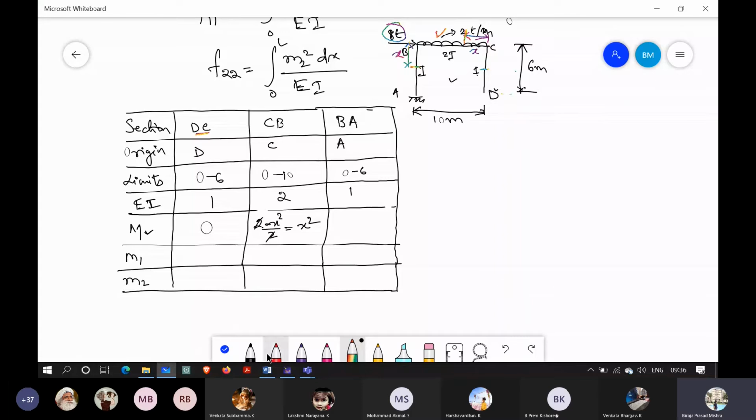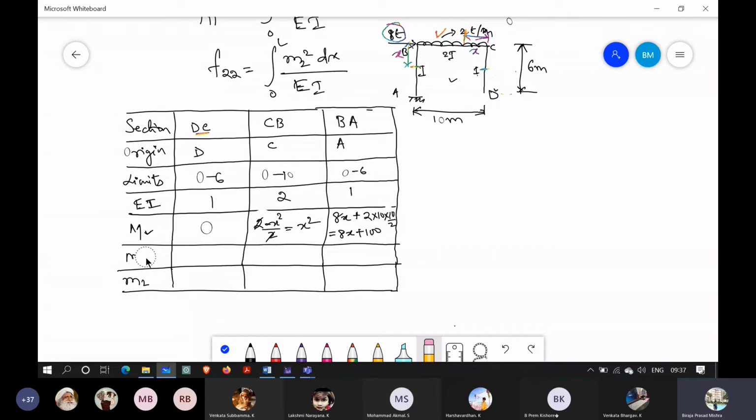So can I write the moment here is 8 into X. This is for this one. So 8 into X plus this is 2 into 10 into 10 by 2. So this one becomes 8x plus 100, the moment at this section. 8x plus 100. Okay, now this part is over.